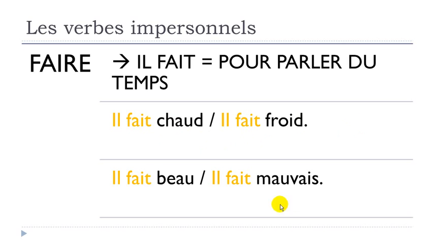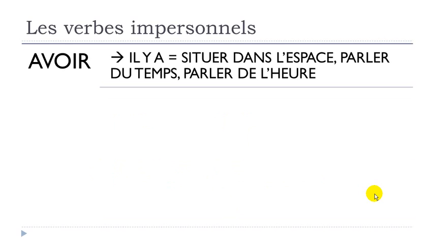All right? And then if you want to talk about the weather, okay? In that case, it's beau, okay? It's a nice weather. Il fait beau, okay? The opposite, mauvais, bad. Il fait mauvais. Alright? Il fait chaud, il fait froid, il fait beau, so it's a beautiful weather. Il fait mauvais, it's a bad weather. Okay? And the last one, avoir.